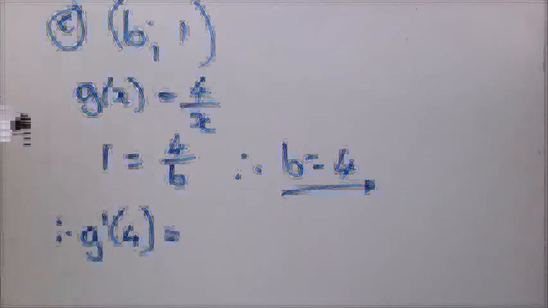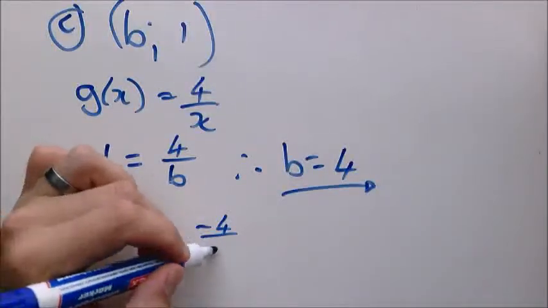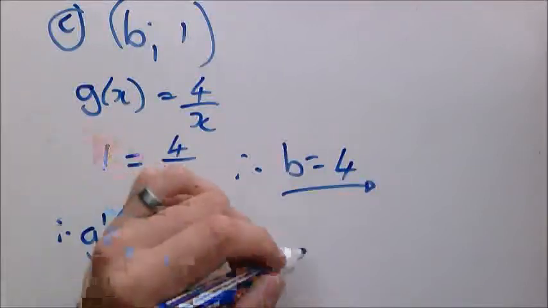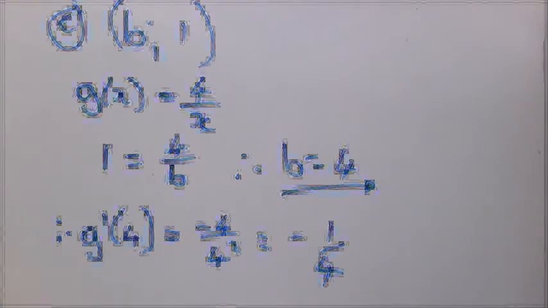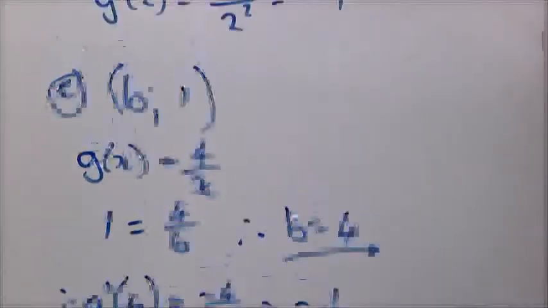Please note the notation that I use. Okay? Negative 4 over 4 squared becomes a 16, so it's minus 1 over 4. Okay, so this is the gradient of the function where x is equal to 4.